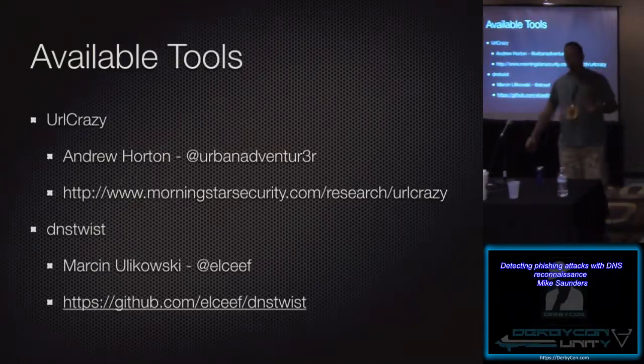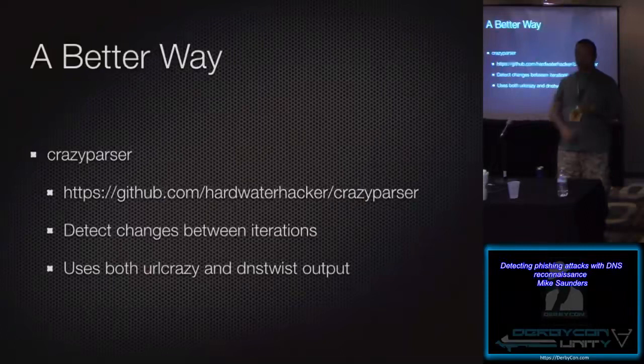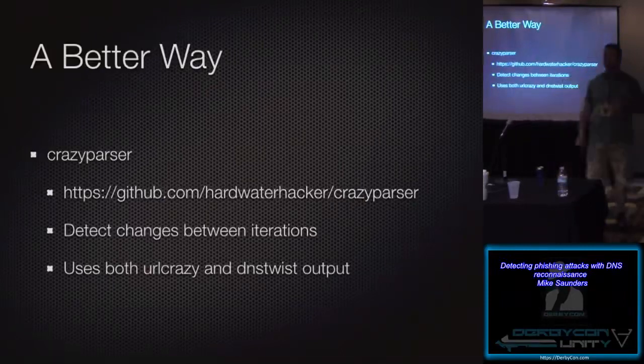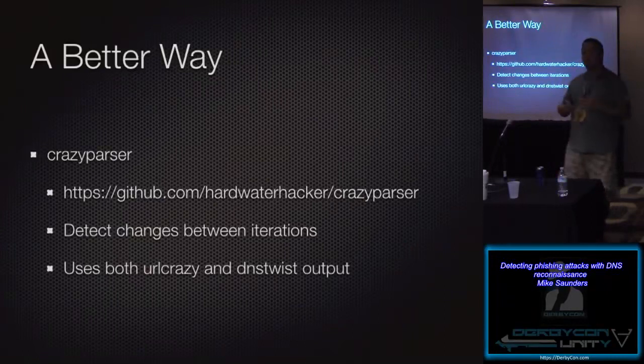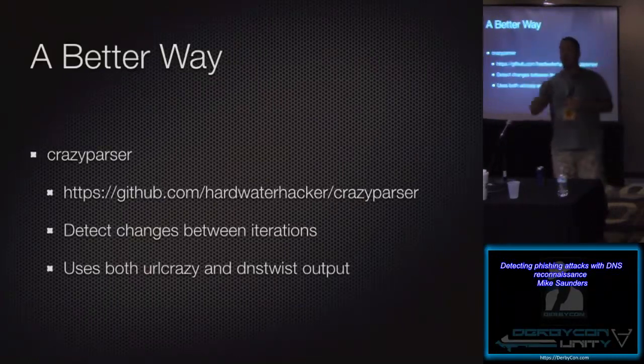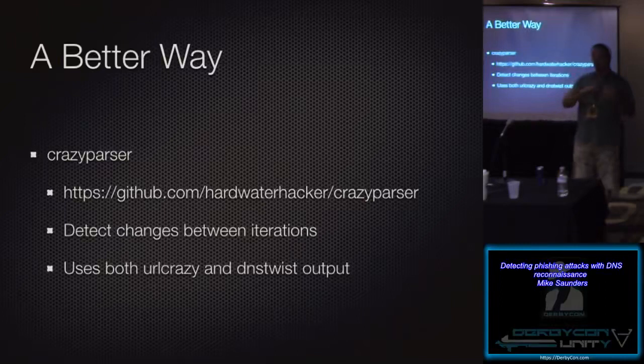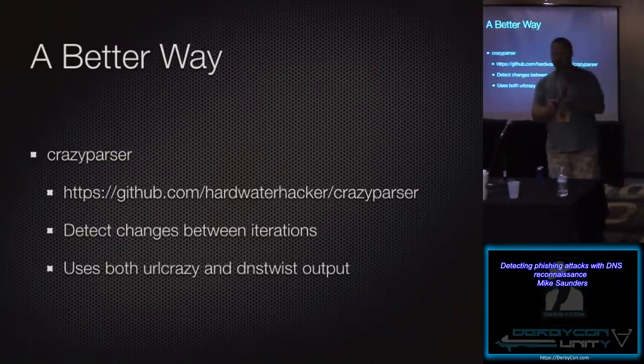So I wrote a tool, because after looking around, I didn't see anything available. I wrote a tool called Crazy Parser, because at the time only URL Crazy existed. It's a Python tool, and it consumes the output of both DNS Twist and URL Crazy. And it will compare that against a baseline that you set up to detect: did a new domain get registered since the last time I ran the program?